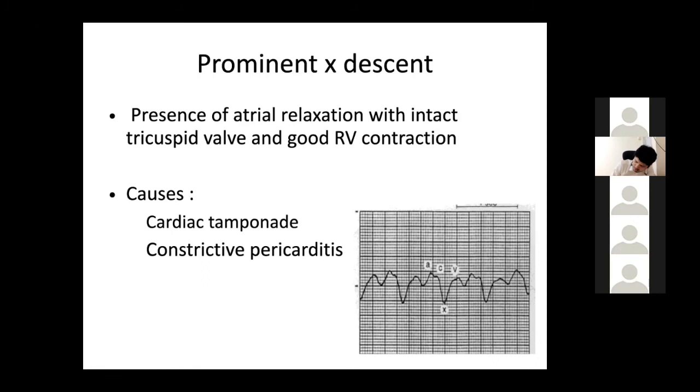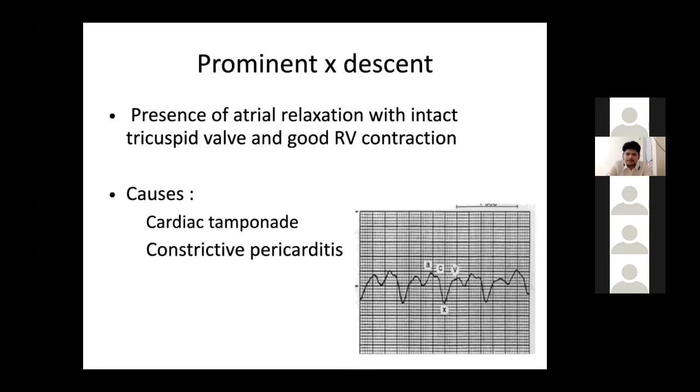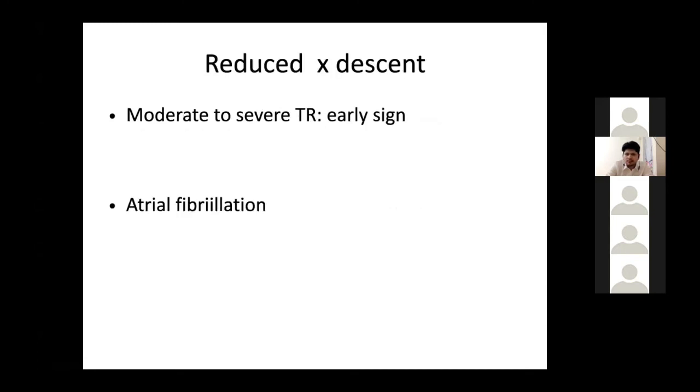There is one more. Apart from this, I already told you one of the important signs, the earliest sign of tricuspid regurgitation, is an absent X descent. So X descent is usually absent in tricuspid regurgitation. You should always remember, apart from atrial fibrillation, the earliest sign of tricuspid regurgitation is an absent X descent. Now, coming to the prominent X descent, as I already discussed, it is cardiac tamponade.